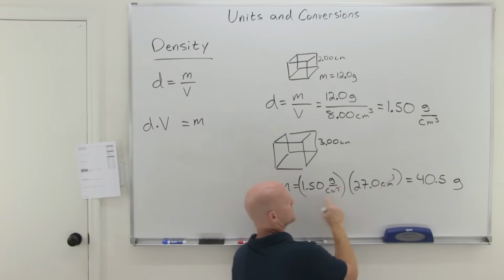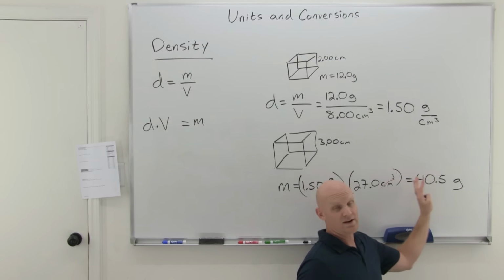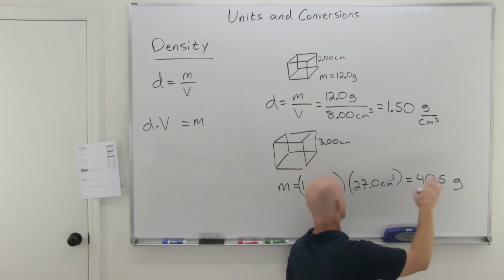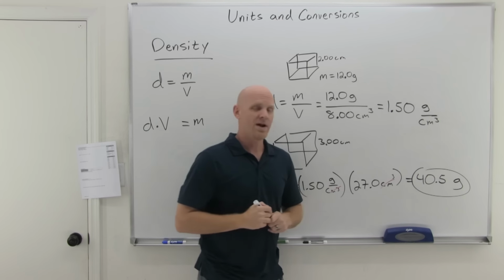And again, we wanted 3 sig figs. Both our numbers have 3 sig figs, so we didn't have to add any more zeros to this or anything like that in any crazy way. It just comes out to 40.5 grams.